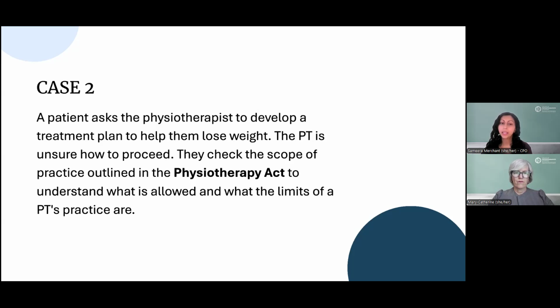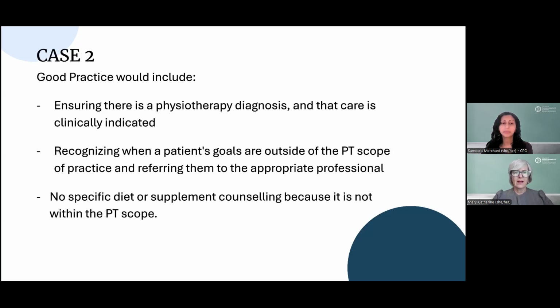Mary-Catherine, could you highlight why the PT considered scope of practice in this scenario and review with us what the PT scope of practice is? Thanks, Sameera. In Ontario, the practice of physiotherapy involves the assessment of neuromuscular, musculoskeletal, and cardiorespiratory systems, the diagnosis of diseases or disorders associated with physical dysfunction, injury, or pain, and the treatment, rehabilitation, and prevention or relief of physical dysfunction, injury, or pain to develop, maintain, rehabilitate, or augment function and promote mobility.